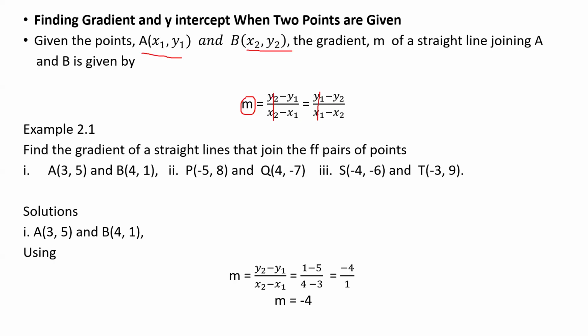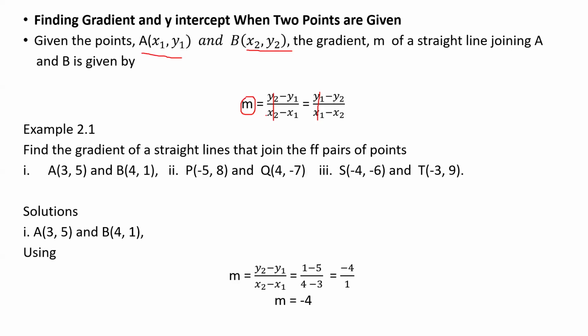Provided you do not make y2 on top and then start with x1 at the bottom. When you do so, you get a different gradient. But if you start from the top with point A, when you go down, start also with point A. You get the same answer.